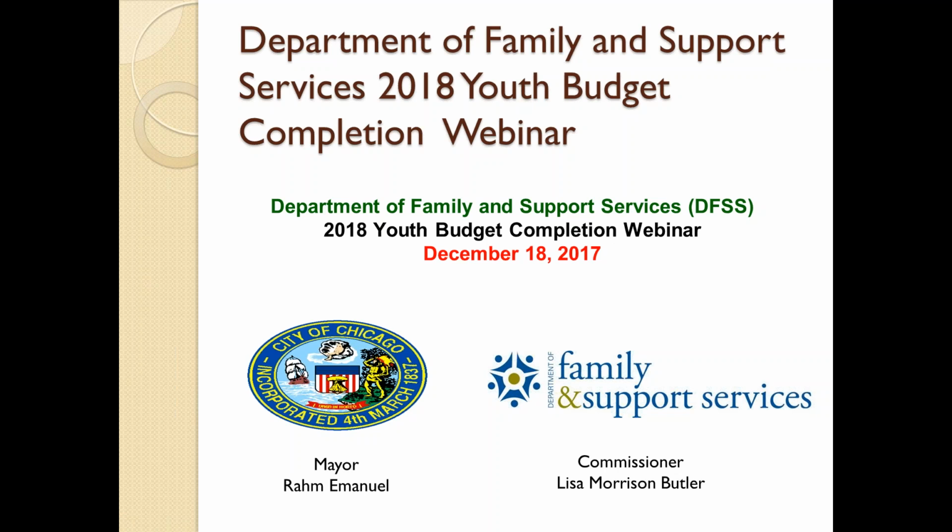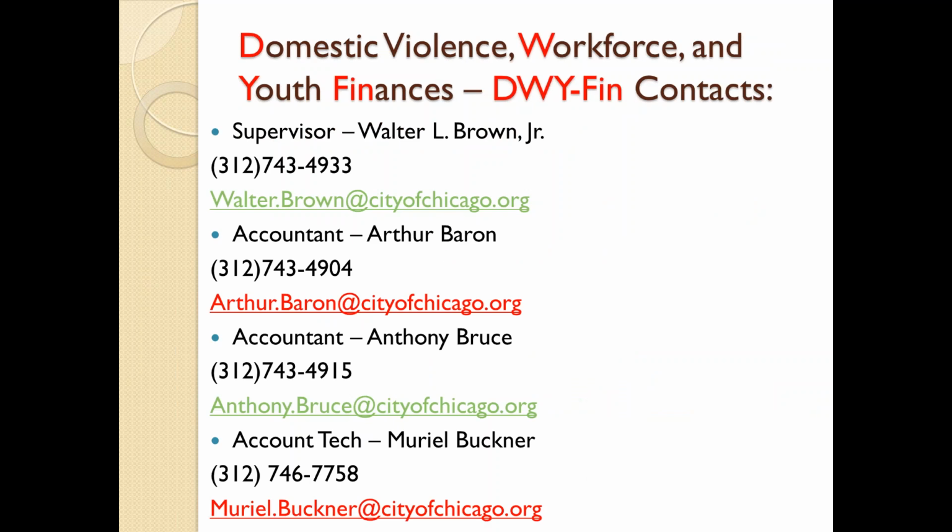All right. Good afternoon, everybody. We're going to go through completing the budget form, and we're going to start off by showing your contacts should you have any questions when you're completing your forms. So to start off with the supervisor, myself, is Walter Brown. There'll be two accountants that you can contact, Arthur Barron and Anthony Bruce, email address as well as telephone number, and then finally there is Muriel Buckner, the accountant.